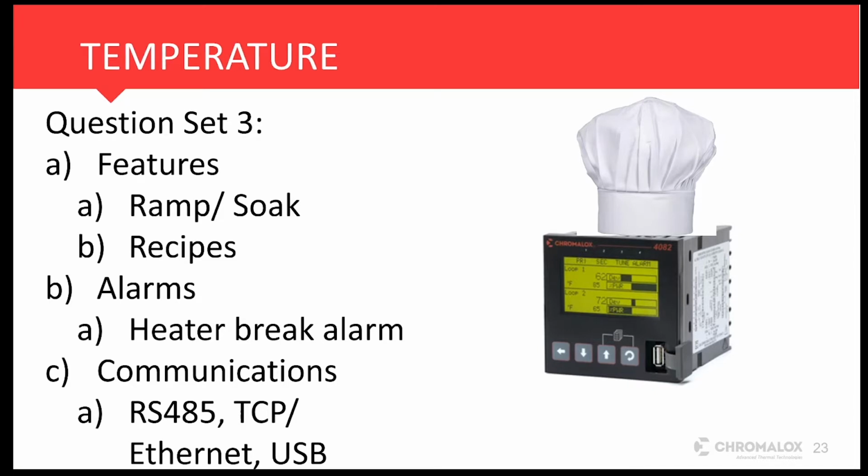So question set 3 is basically all the extras. Whether it's features like a ramp or a soak, or recipes, that's going to change what you want to work with. I have our 80 series controller with the chef's hat here. If you hear the customer say that they need a recipe, you will automatically hop to the 80 series. It is our only controller option that can do something like that.